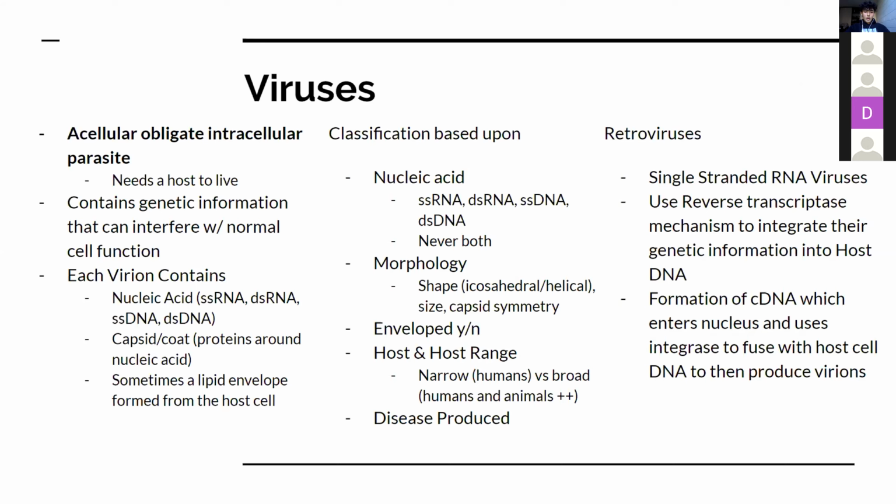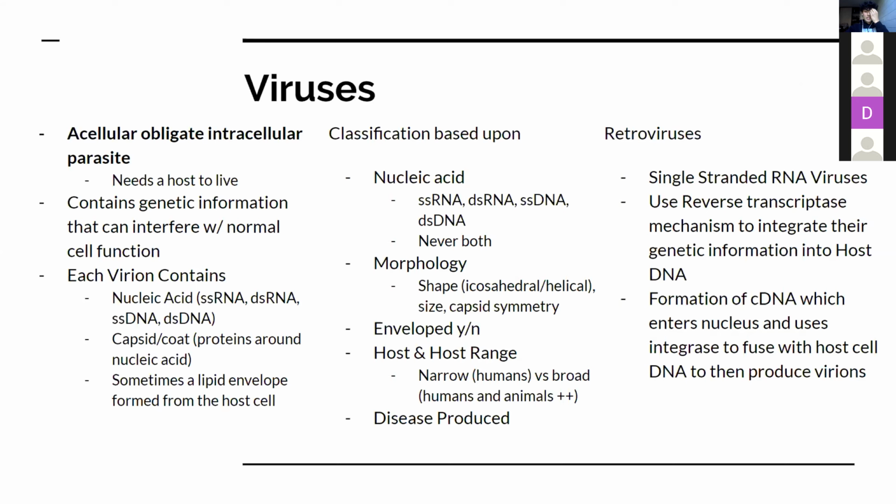It's also classified based on its morphology, so whether it's icosahedral or helical, then whether it's enveloped or not, and the hosts it infects and the range of hosts it infects. So it can be a narrow range type of virus or a broad range. A broad range would infect humans, animals, etc., as well as the disease produced.